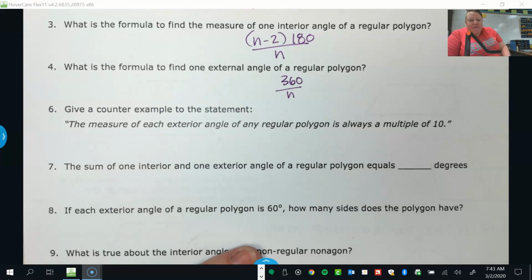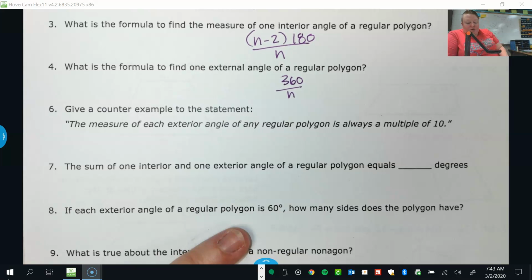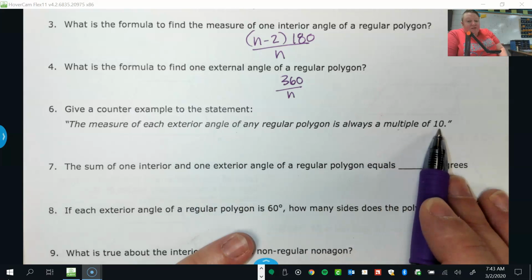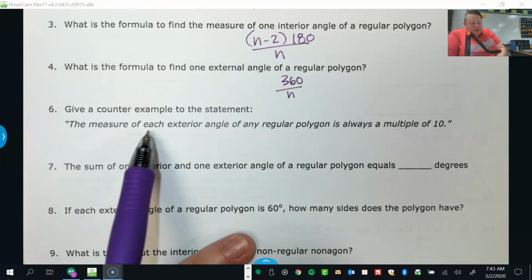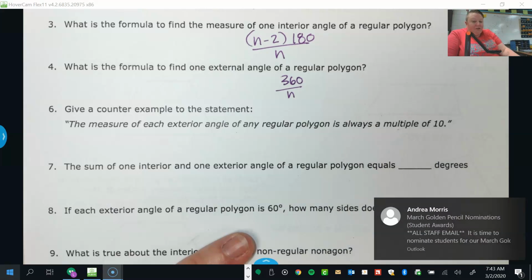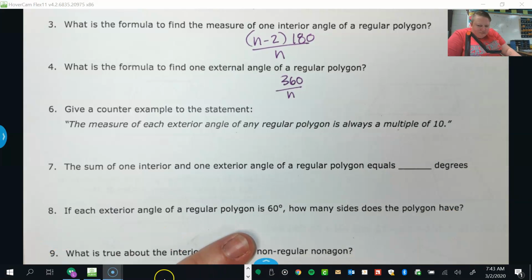The next one says give a counterexample. A counterexample is something that disproves it. So you want to keep the first part true and make the last part false. Give a counterexample to: the measure of each exterior angle of any regular polygon is always a multiple of 10. So I need to find where an exterior angle is not a multiple of 10.